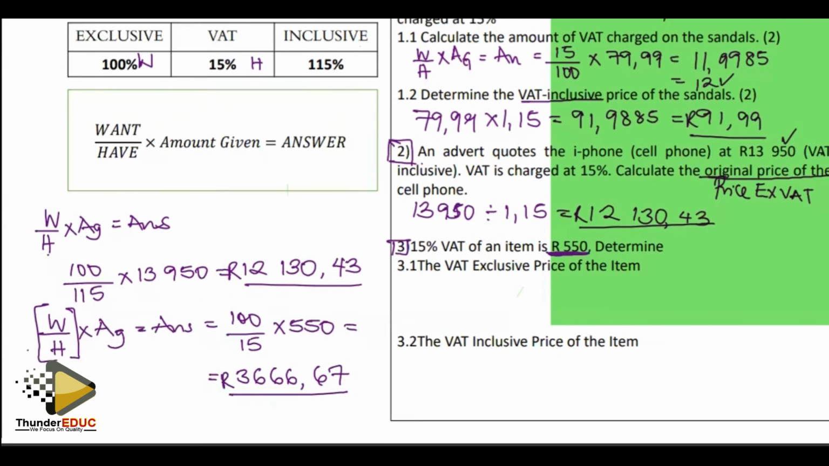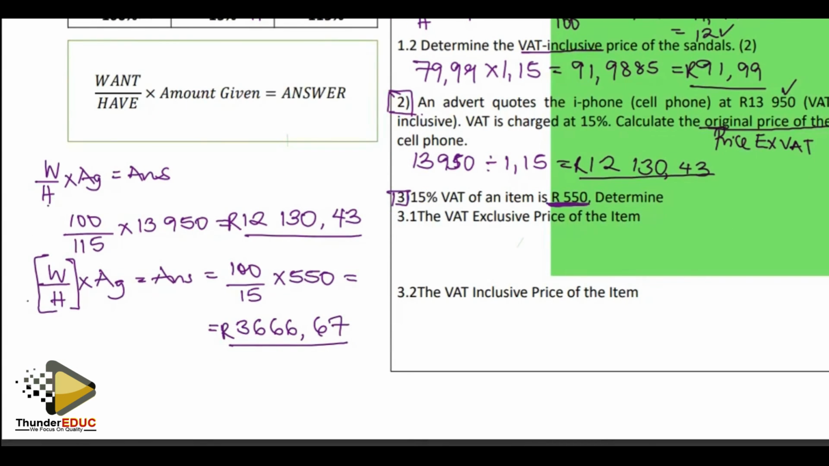Now they go ahead, 3.2, they ask you, what's the VAT inclusive price? Now this is so simple. Why? You already have the VAT, so you're going to add on the price excluding VAT. Our VAT value is 550 plus 3,666.67, and the answer becomes 4,216.67. That's how we do it.